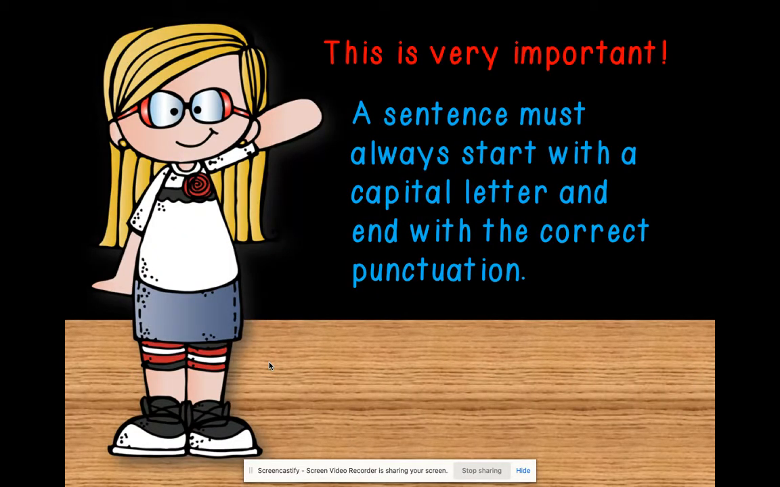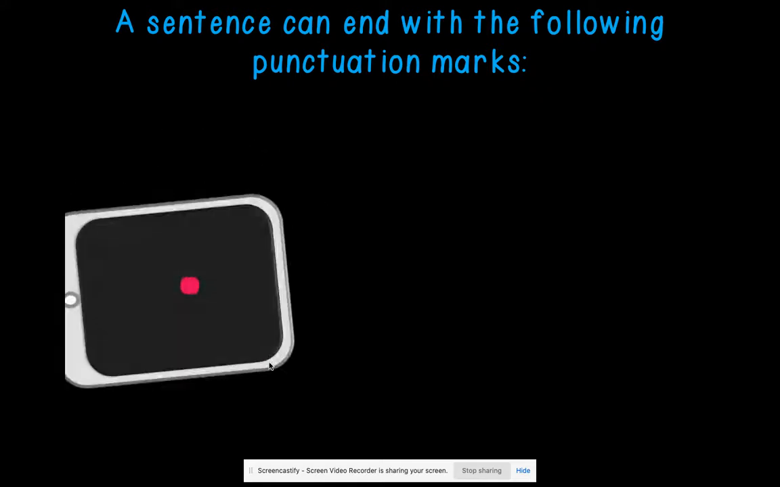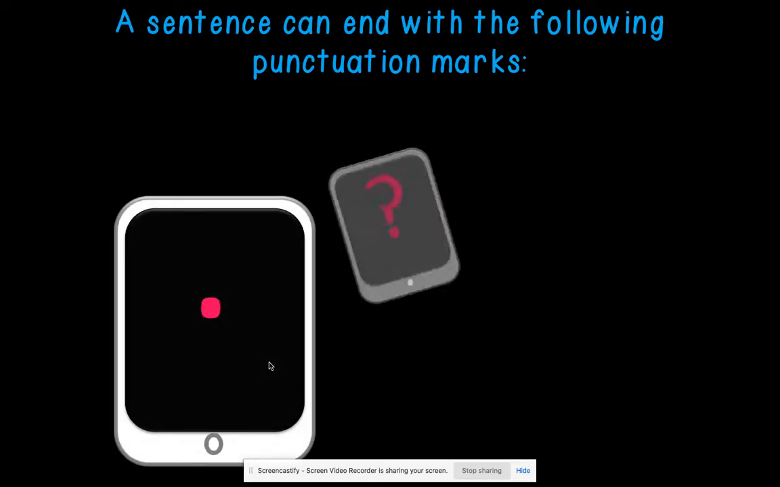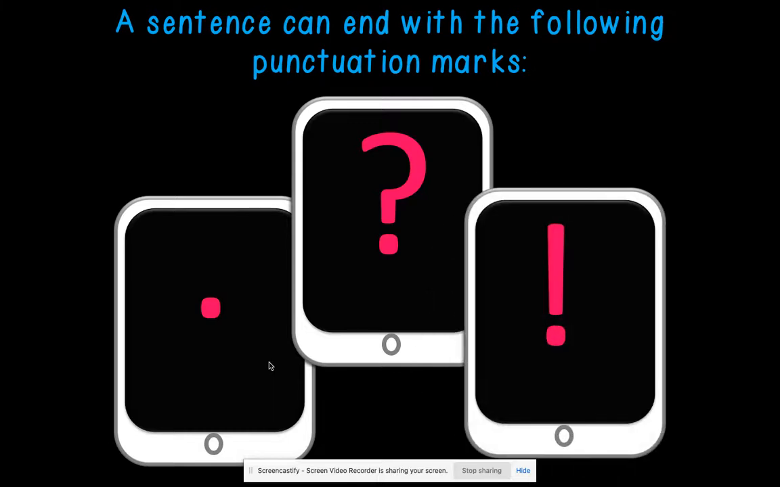A sentence must always start with a capital letter and end with the correct punctuation. Always remember that. And we're going to be fixing our paragraphs. We're going to make sure they have those capital letters that start a sentence. And we're going to make sure they end with the correct punctuation. So, a sentence can end with the following punctuation marks: a period, a question mark, an exclamation mark.